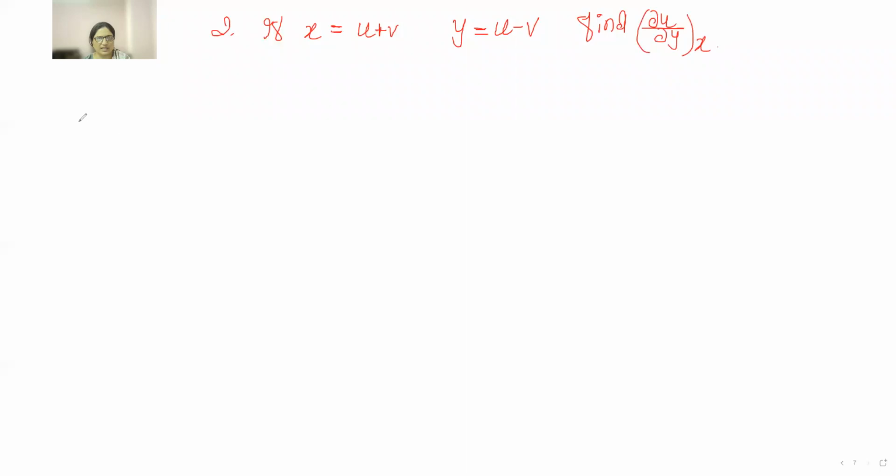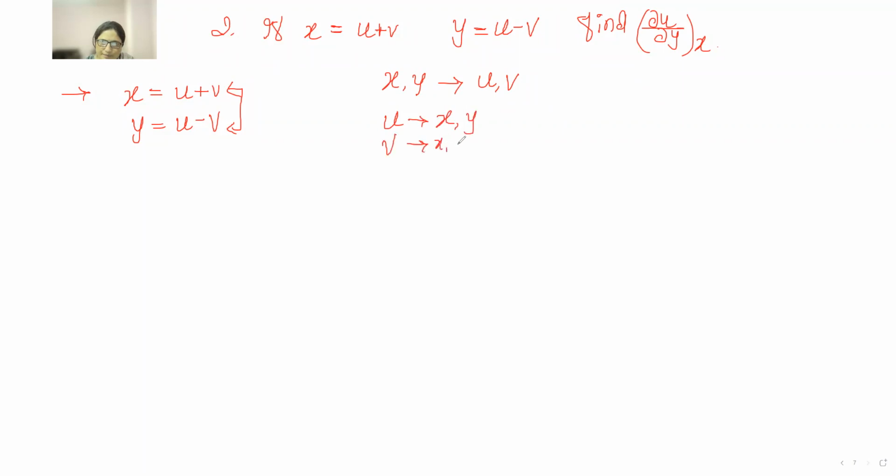So first consider the given functions: x is equal to u plus v, and y is equal to u minus v. Now see what the given functions are in: x is a function in u and v, y is also a function in u and v, isn't it? Now we are taking the derivative of u with respect to y, so we need u as a function in x and y. Here x and y are functions in u and v. Now we have to convert this so that u and v are in terms of x and y.